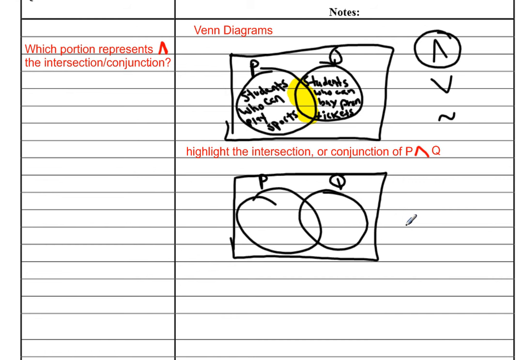Let's ask the question, which portion represents or, the disjunction? I'd like you to take out your highlighter and highlight the portion of the disjunction, or. The correct answer, hopefully you have it, is that the disjunction, or, of the two ideas is everything: P, Q, and P and Q. So we're highlighting everything that exists within the circles.